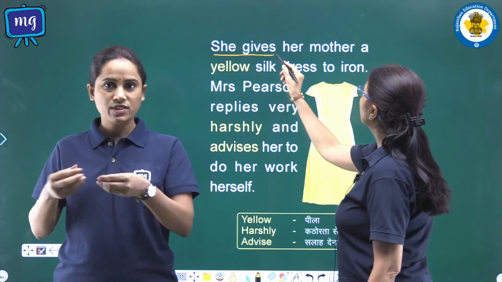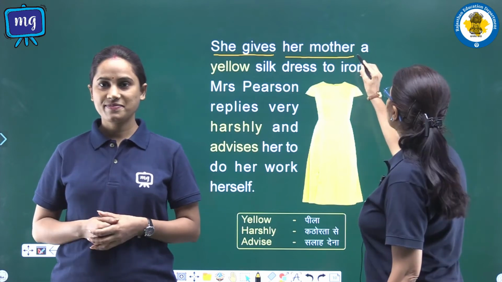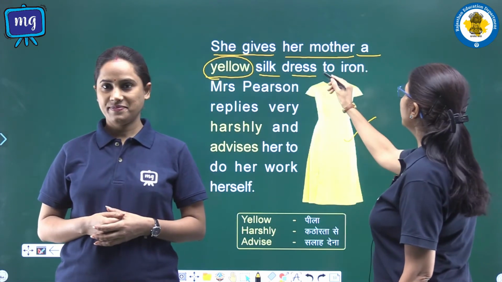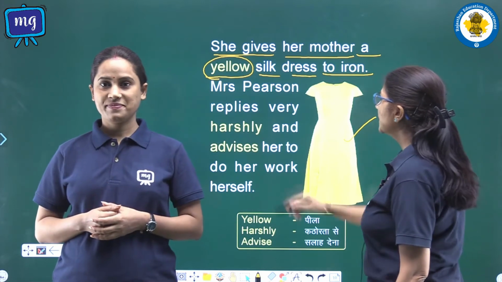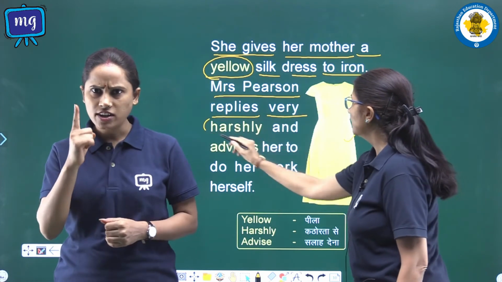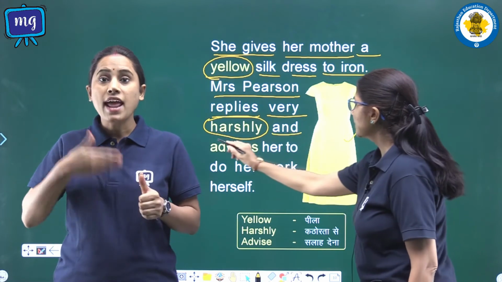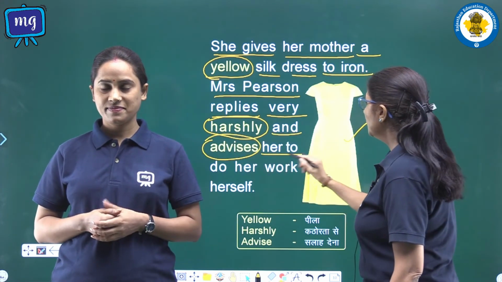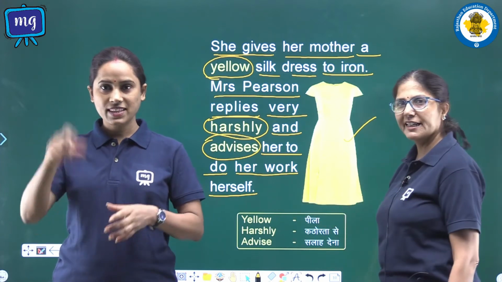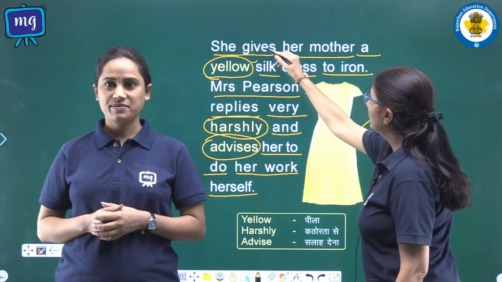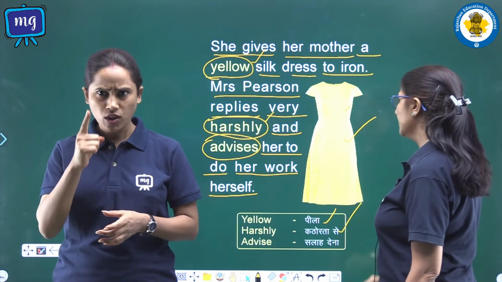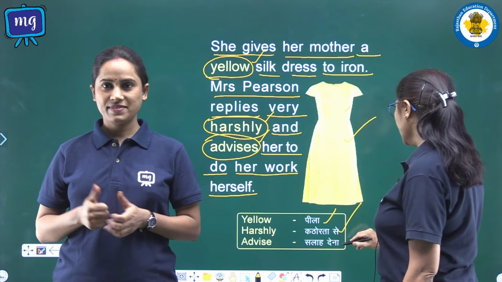She gives her mother a yellow silk dress to iron. Mrs. Pearson replies very harshly and advises her to do her work herself. Word meaning: yellow, पीला. Harshly, कठोरता से. एडवाइस, सलाह देना.